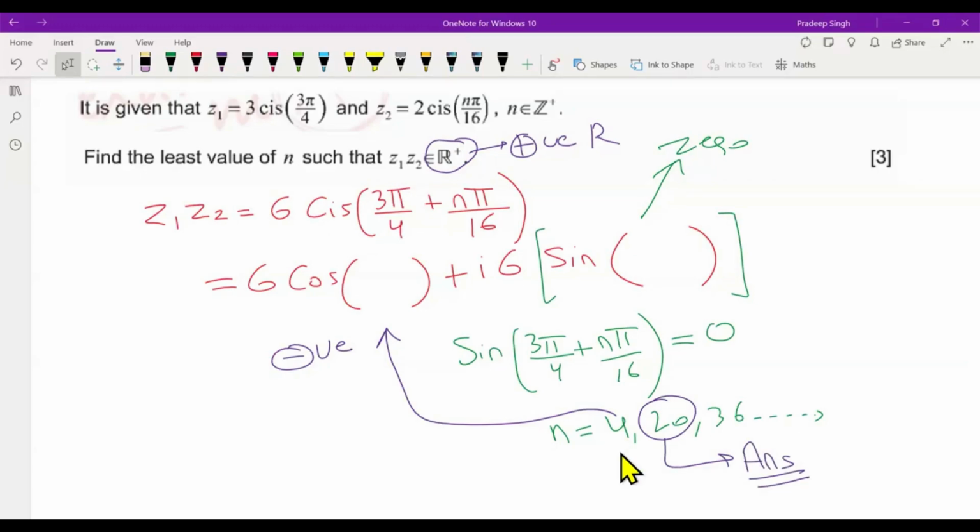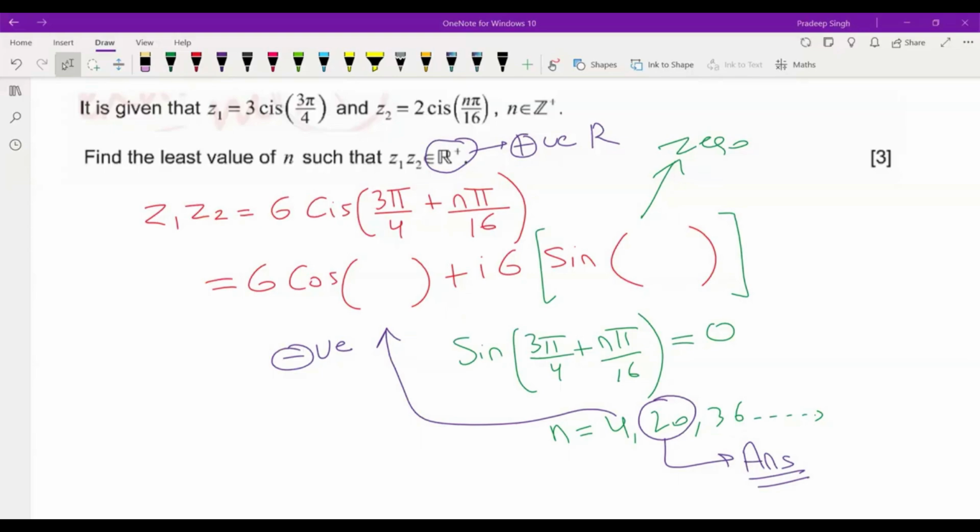Pranisha, check. Is it clear or should I explain again? So I think I got it. At 4, we were getting negative. 20 will be the right answer. And that's how we solve. All right, so this we are done. Now moving ahead to the next question.